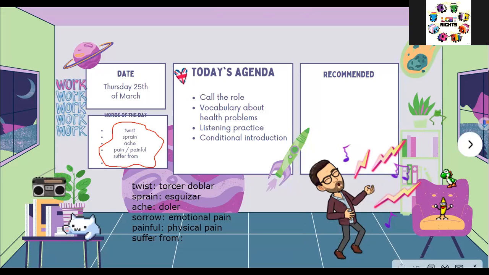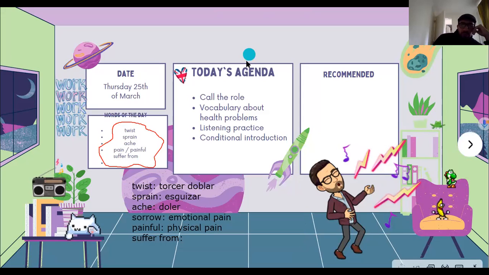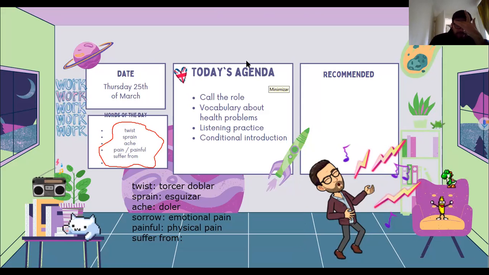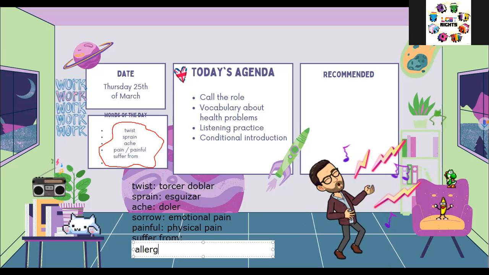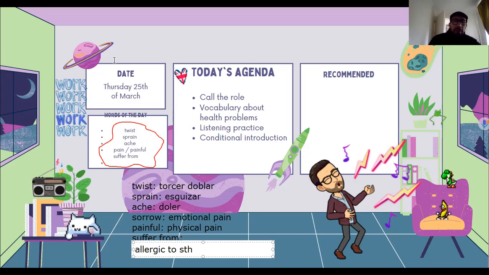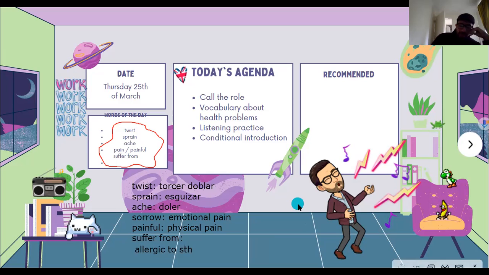Chocolate, but I don't know how to say it. Chocolate. Okay, so Lucas, it would be I suffer. I suffer from allergy. I mean, I suffer from chocolate, sorry. No, I suffer from allergies. I'm allergic to chocolate. Can you say it, please? I'm allergic to chocolate. Allergic to something. Yes, good. Allergic to chocolate. Good.